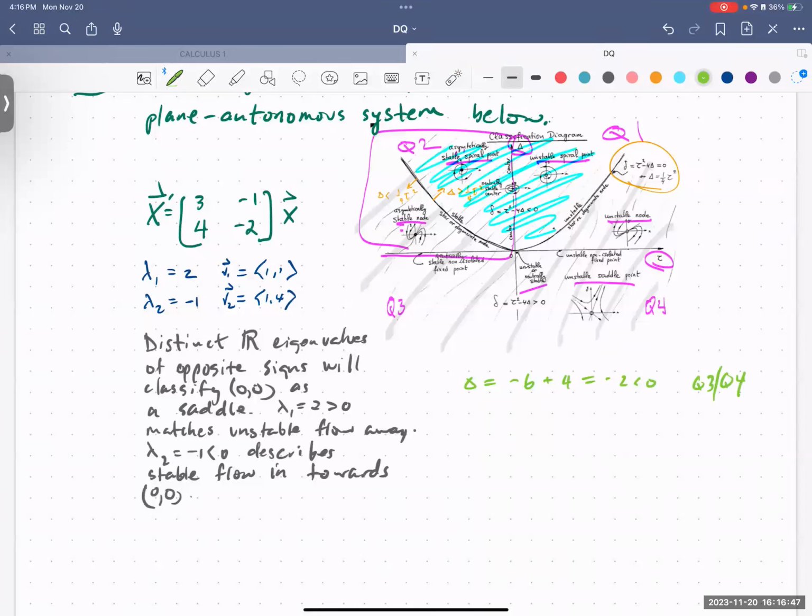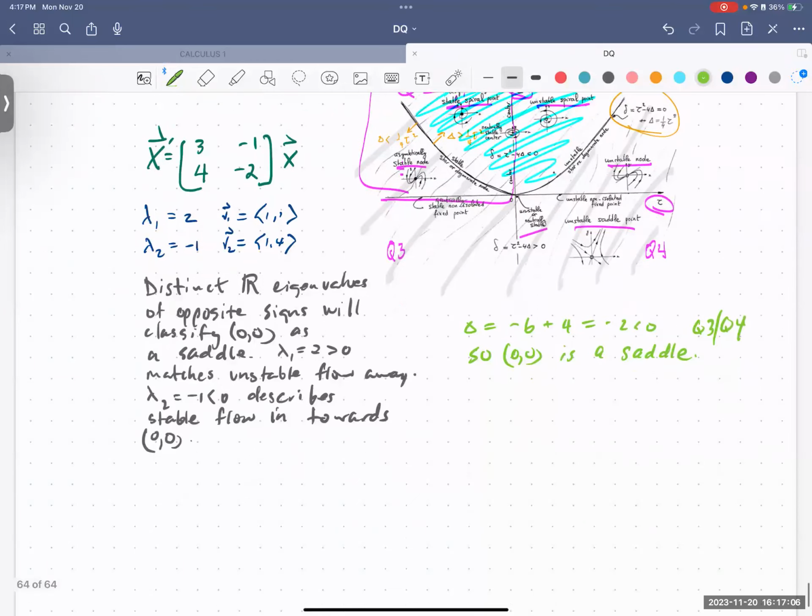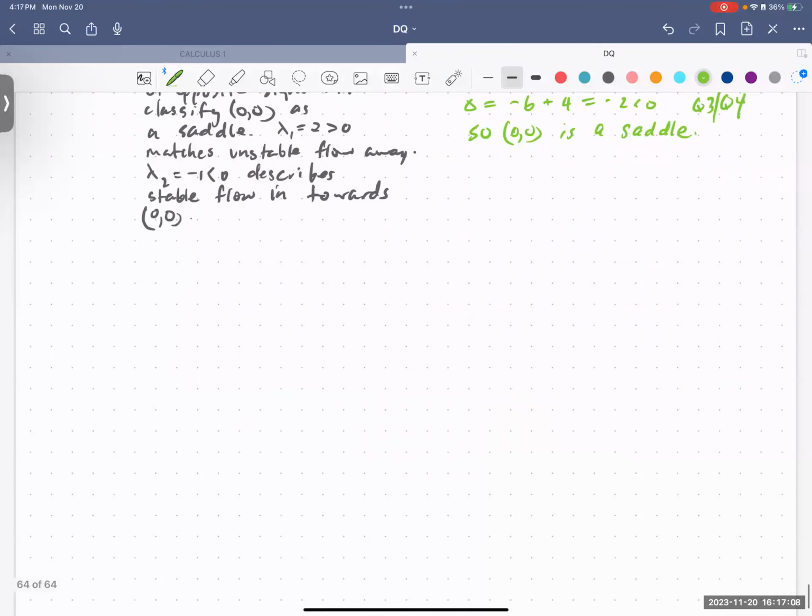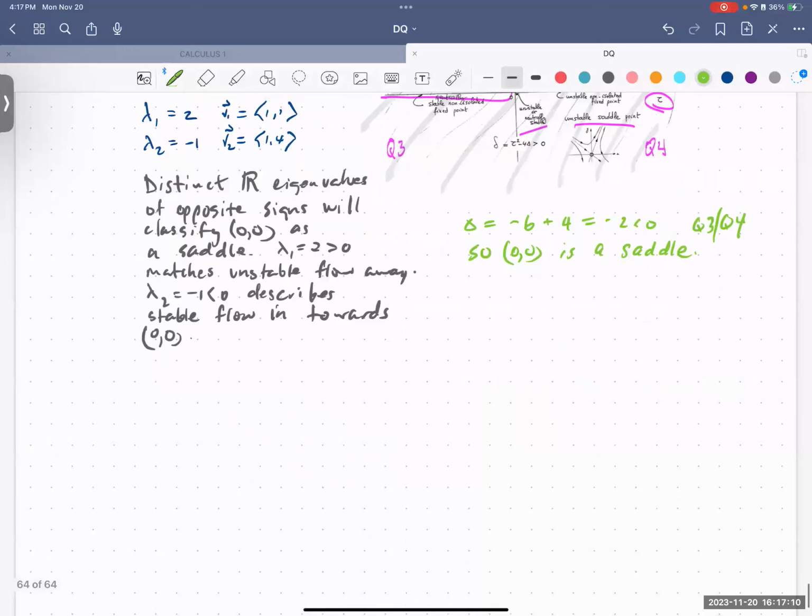You don't need to find the trace for that classification. So we automatically know 0, 0 is a saddle. You could write it as unstable saddle or just saddle. It's all unstable in the saddle case. Then if we go to plot, let's write our general solution.